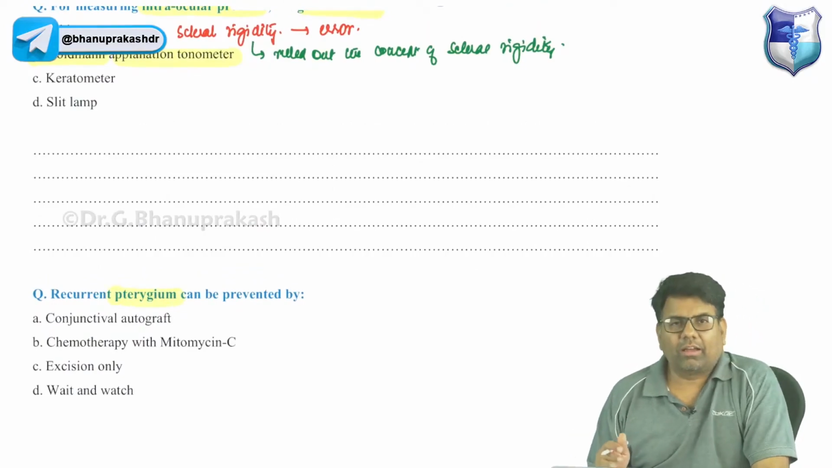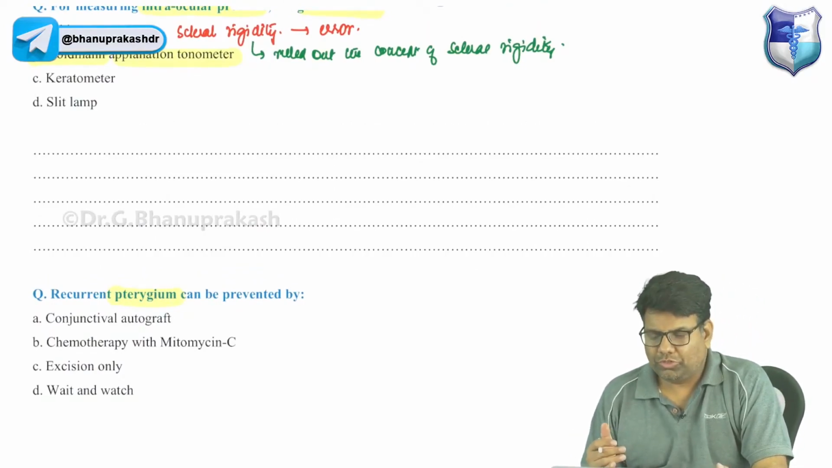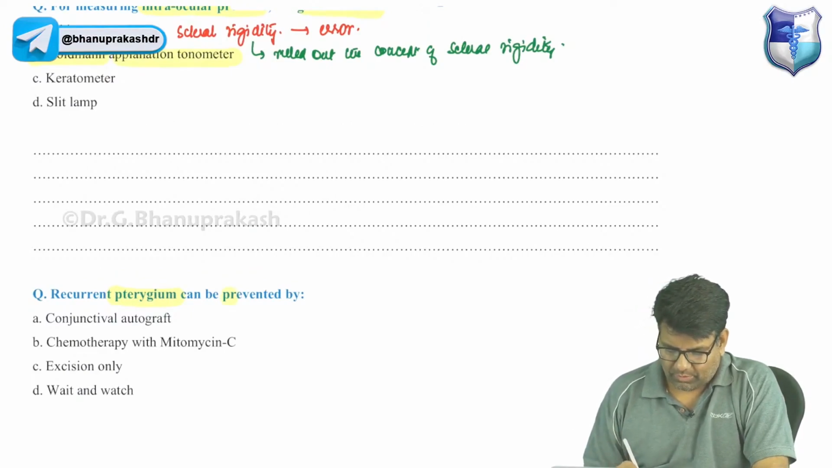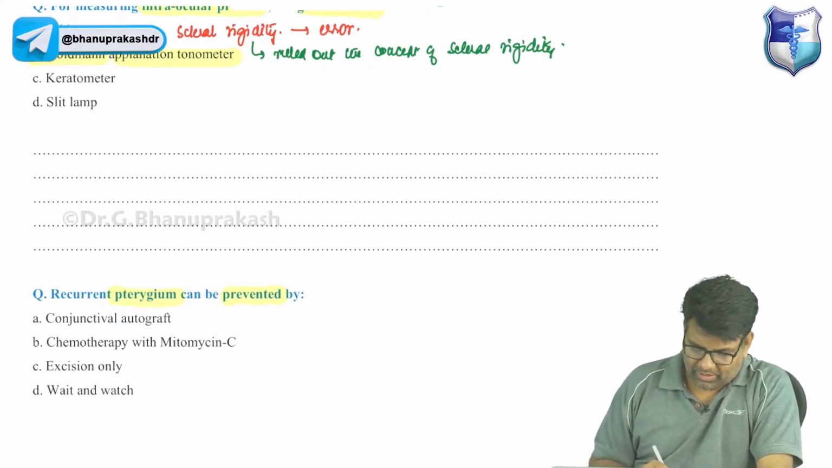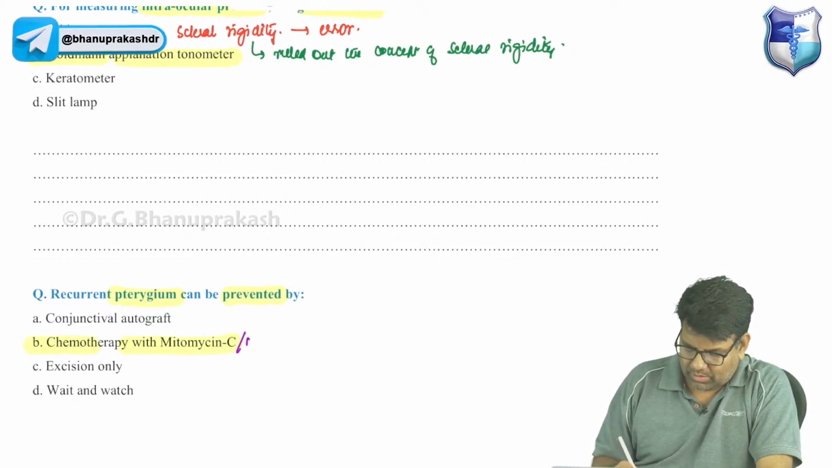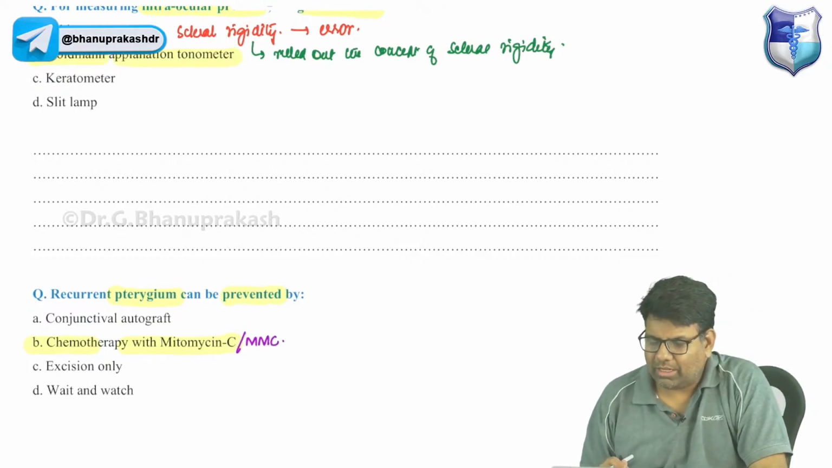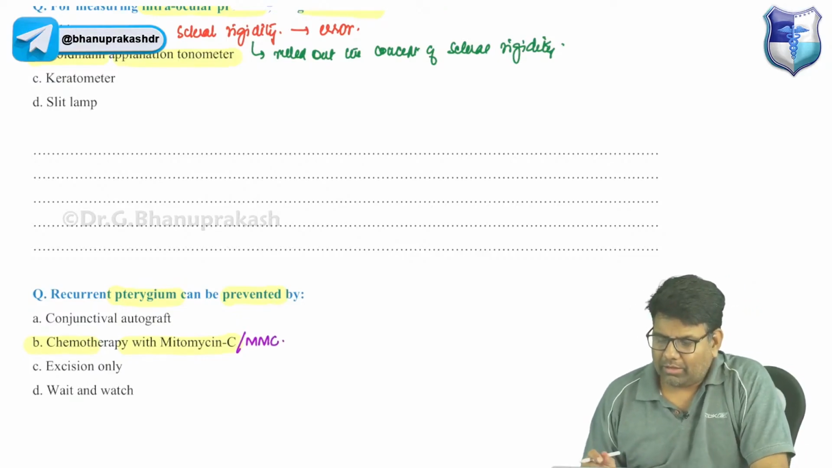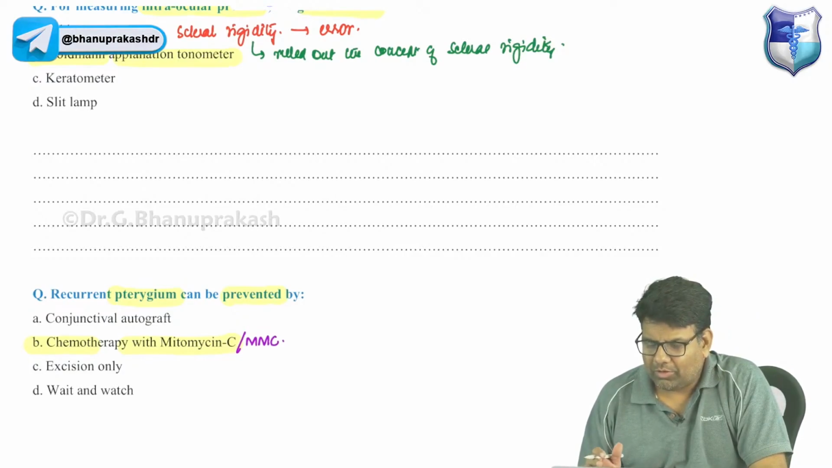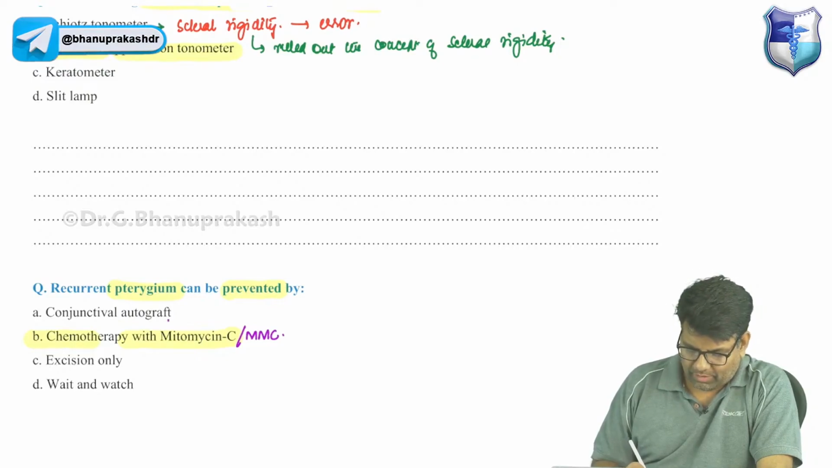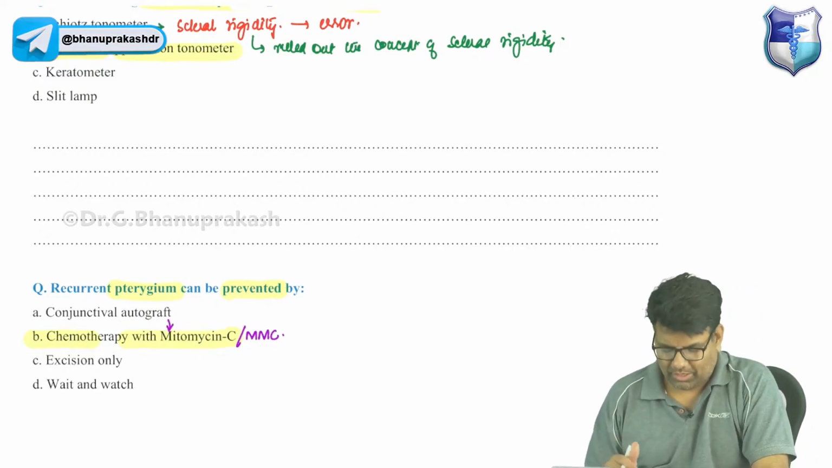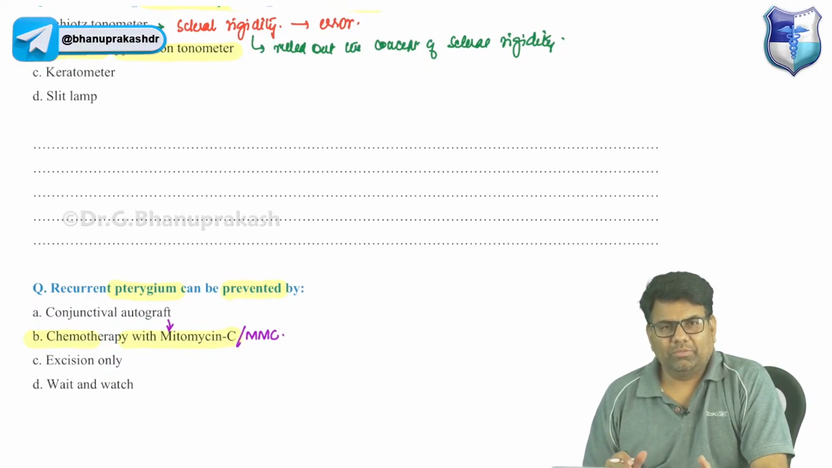Now, if pterygium is occurring again and again, what should you do? So, for the prevention of recurrent pterygium, what can we do? Yes, perfect. We can try MMC. So, chemotherapy with MMC. This is mitomycin C. Yes, and yes, Daniel, Aninda, you are also right. Initially, we should do a conjunctival autograft, and then we should start MMC. So, in one sense, A plus B seems a better answer.